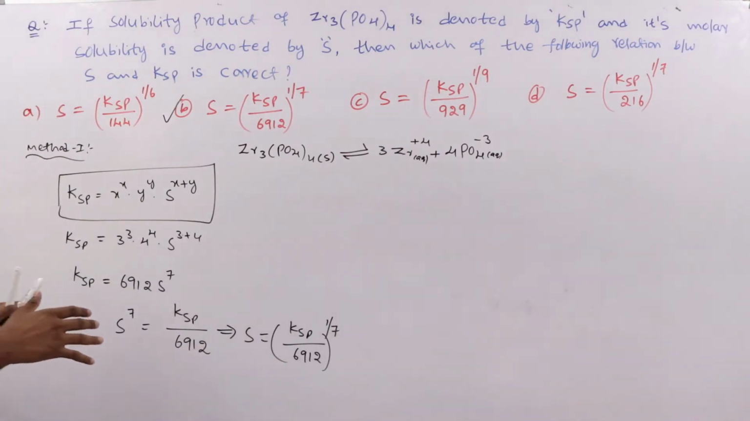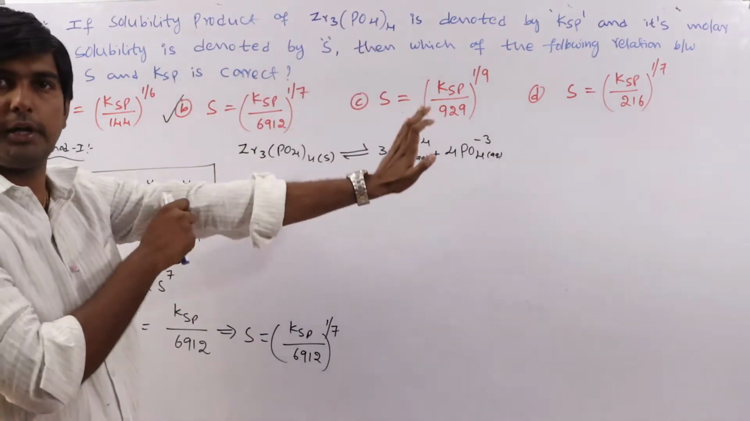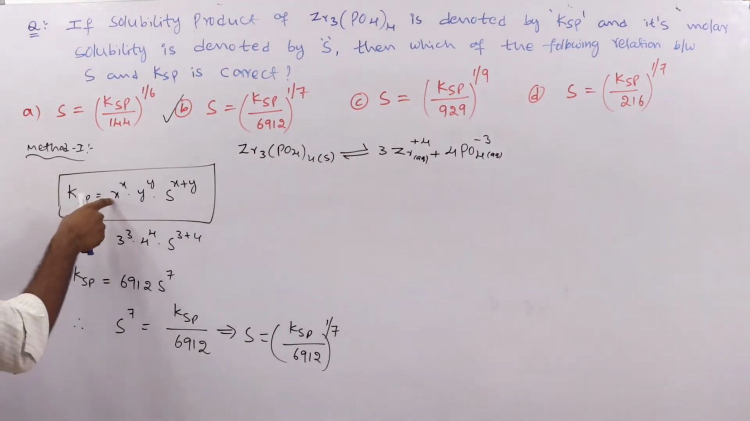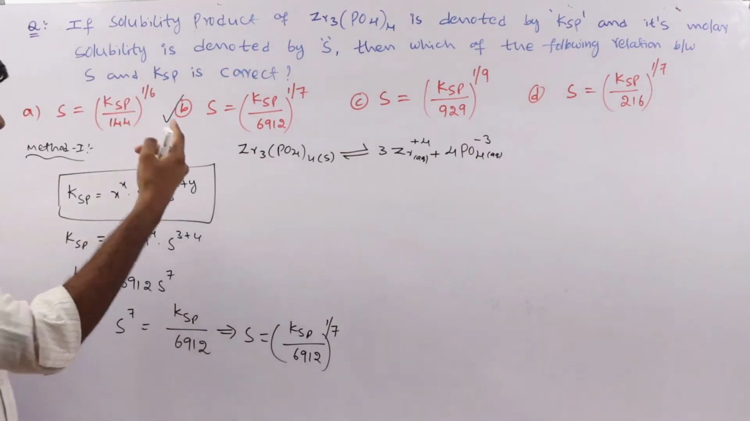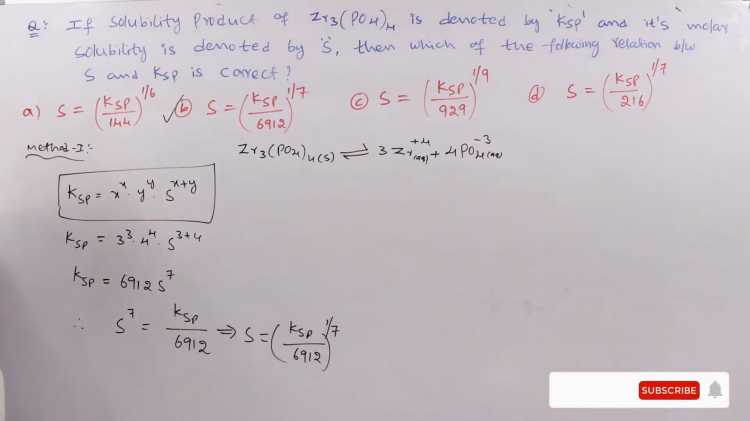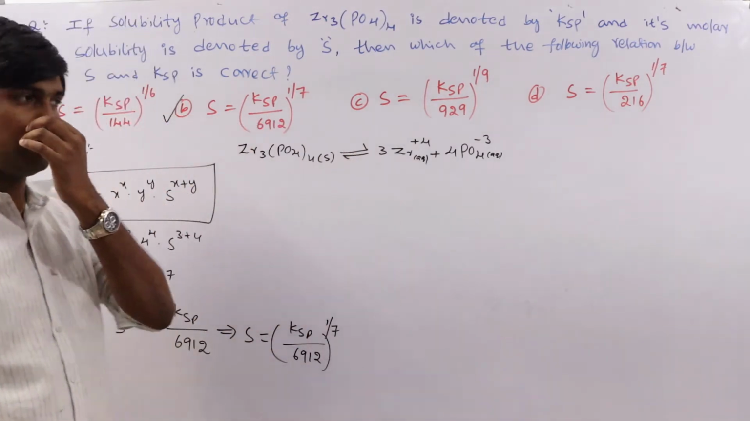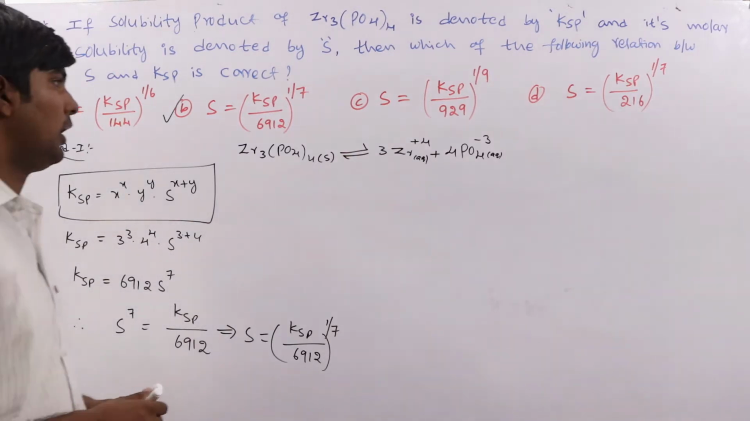Very simple, a direct formula, one of the most important models in the entire physical chemistry. Remember, x is the number of cations and y is the number of anions. Whatever the substance, this is the relation you have to use. Within two steps we get the answer. You should be able to write the dissociation of the salt. Now, another way to solve this.